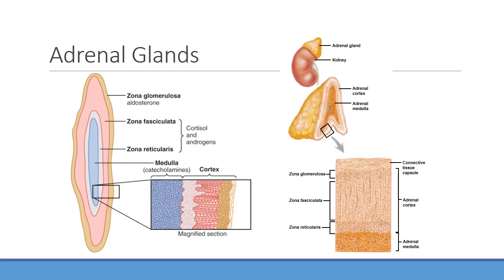So I'm just going to give you a more pictorial example of a cross section of the adrenal gland and how those tissues are signified there.